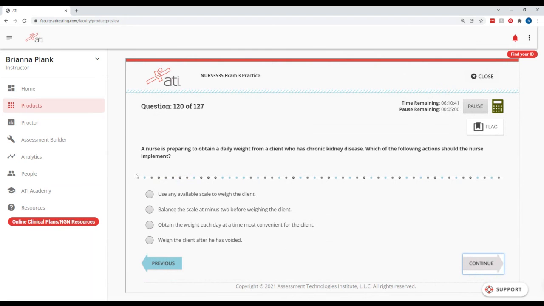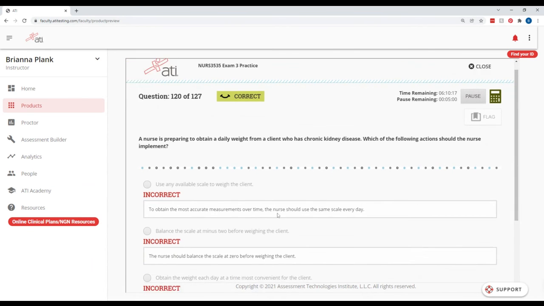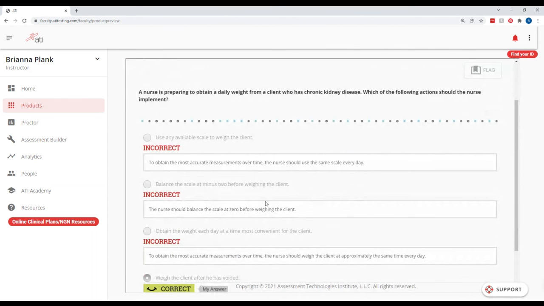We're almost there. Yeah, it's overweight. Okay, so no. Balance the scale at -2. I don't know what that means. So we don't want to do that. We want to do it at the same time. Okay. That was really confusing. I didn't know what that meant.